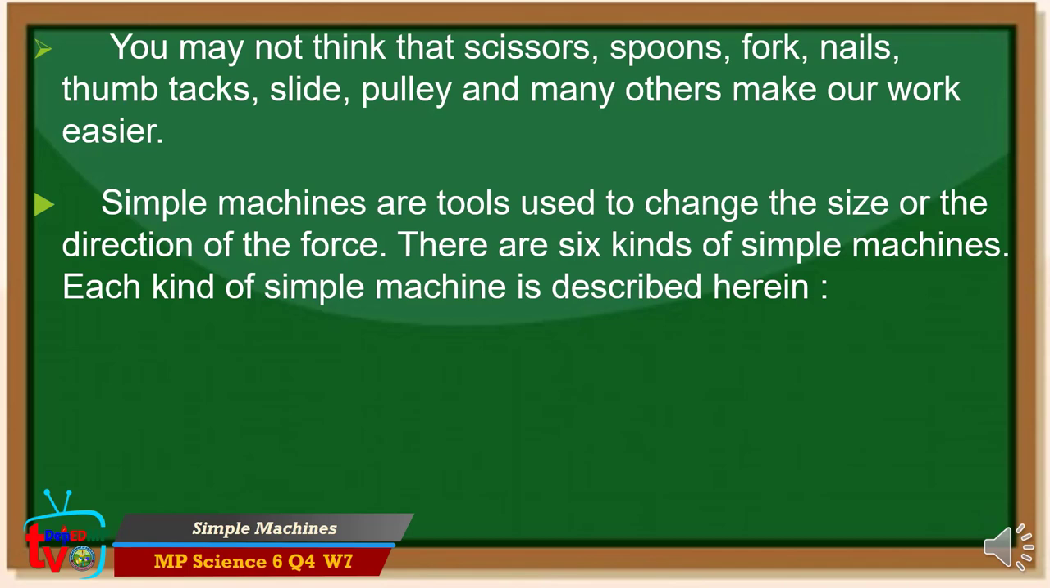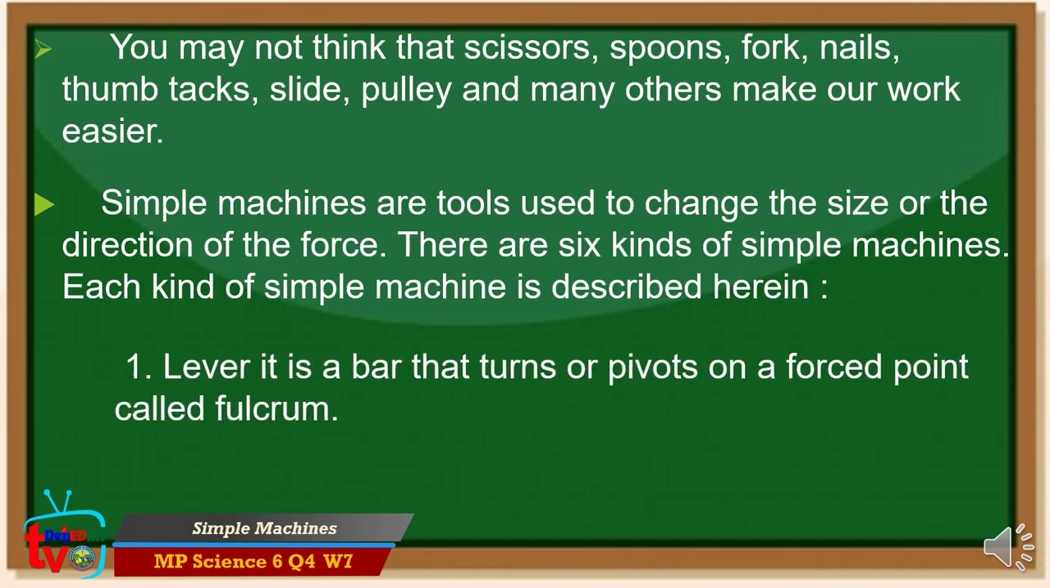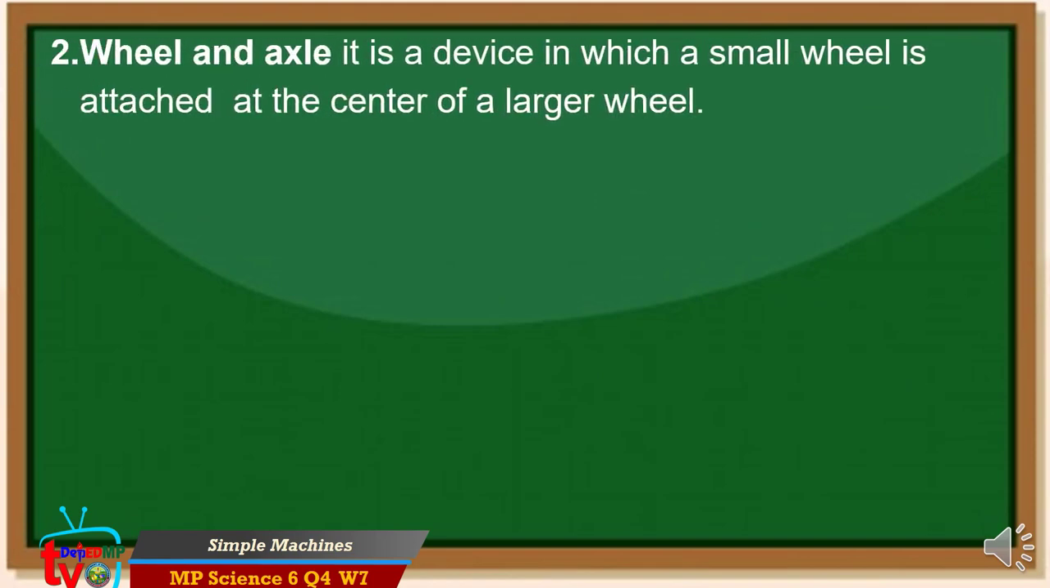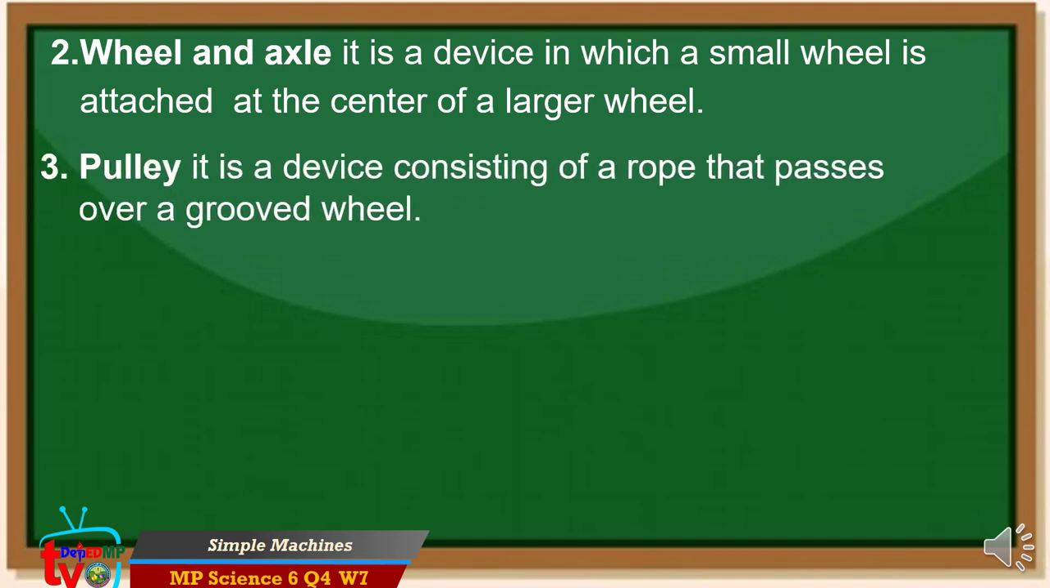There are 6 kinds of simple machines. Each kind of simple machine is described herein. Number 1. Lever. Lever, it is a bar that turns or pivots on a fixed point called fulcrum. Number 2. Wheel and axle. Wheel and axle, it is a device in which a small wheel is attached at the center of a large wheel. Number 3. Pulley. Pulley, it is a device consisting of a rope that passes over a groove wheel.